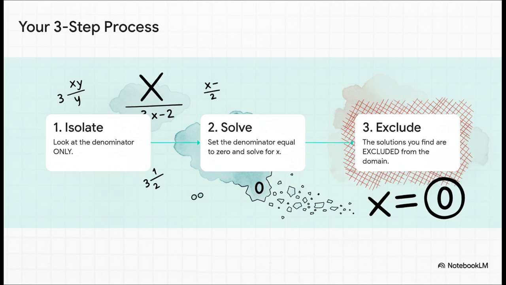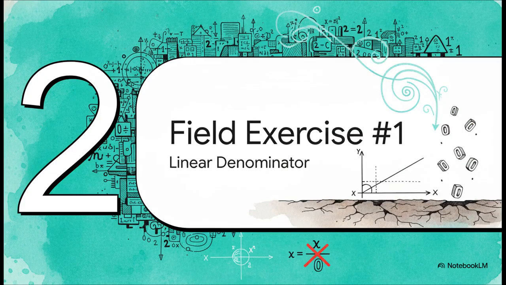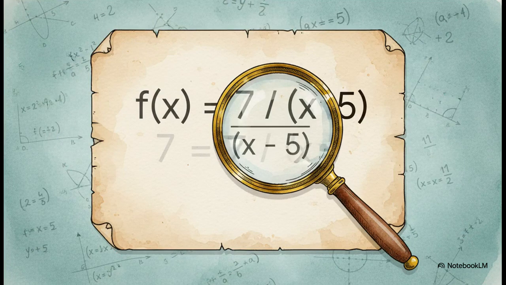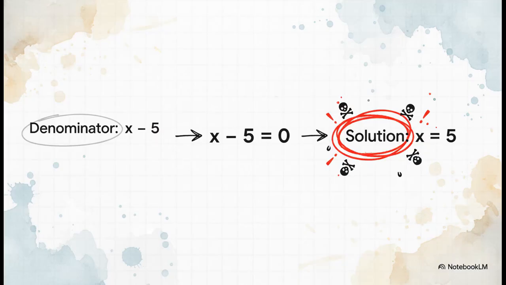Let's see how this works in the real world. We're going to start with a nice, straightforward example to get warmed up. This is about as basic as it gets, but it's perfect for seeing the plan in action. So here's our function. We've got a 7 up top and an x minus 5 on the bottom. Now, remember the mission plan. What's the only part we actually care about here? You got it. Just the denominator, that x minus 5.